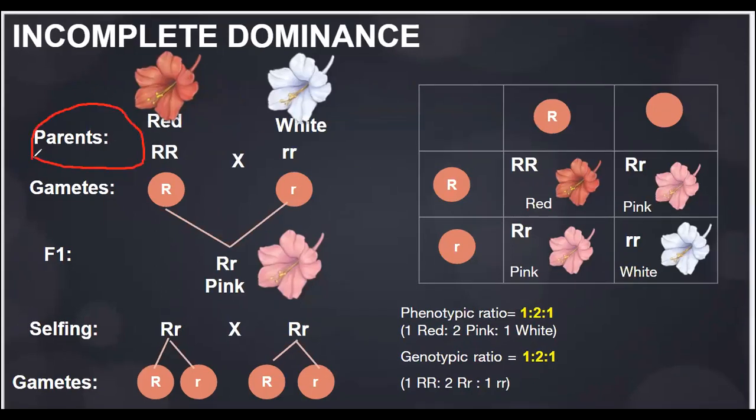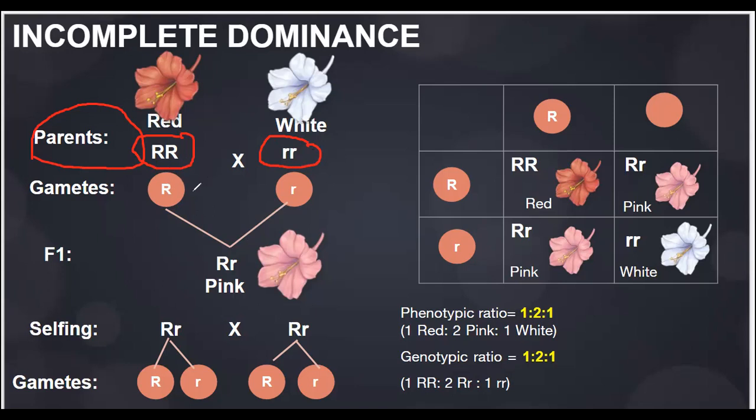So first we'll select the parents. Parent one, we will take the red dominant, having red color. The other we will take white color flowers, which is recessive. It is having two small r's, so homozygous recessive, and this is homozygous dominant, RR, giving red color to the flower. Now, when they are crossed, first the gametes will segregate.